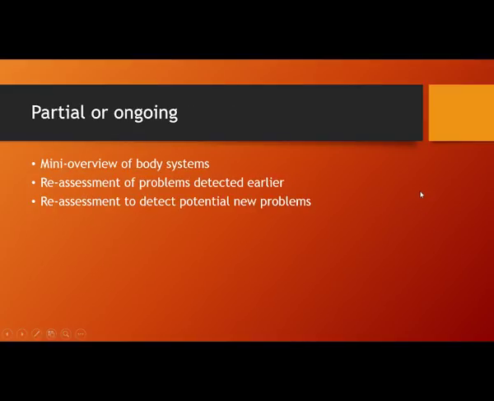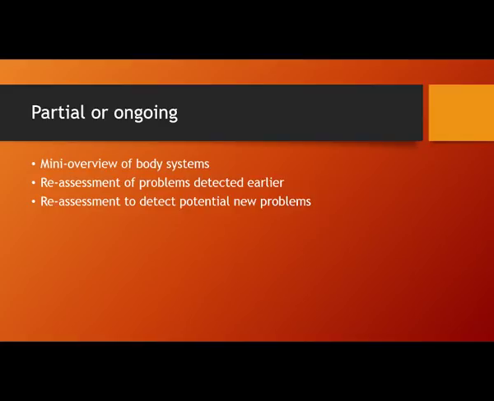Partial or ongoing assessments are what you would do in between, when you've already done a comprehensive initial assessment and you identified certain problems. So you would do a short overview of body systems, and you would reassess the problems detected earlier, and also do a mini head to toe to detect any new problems. So in your comprehensive initial assessment, maybe you spend an hour doing that, and you identify, say, a respiratory problem and a heart problem. And those are the problems that you're going to be working with.